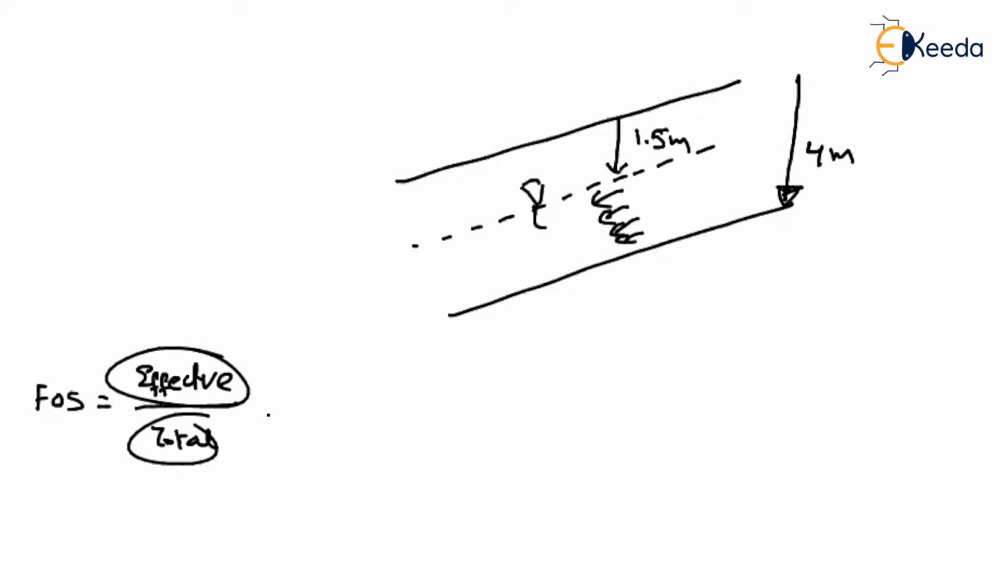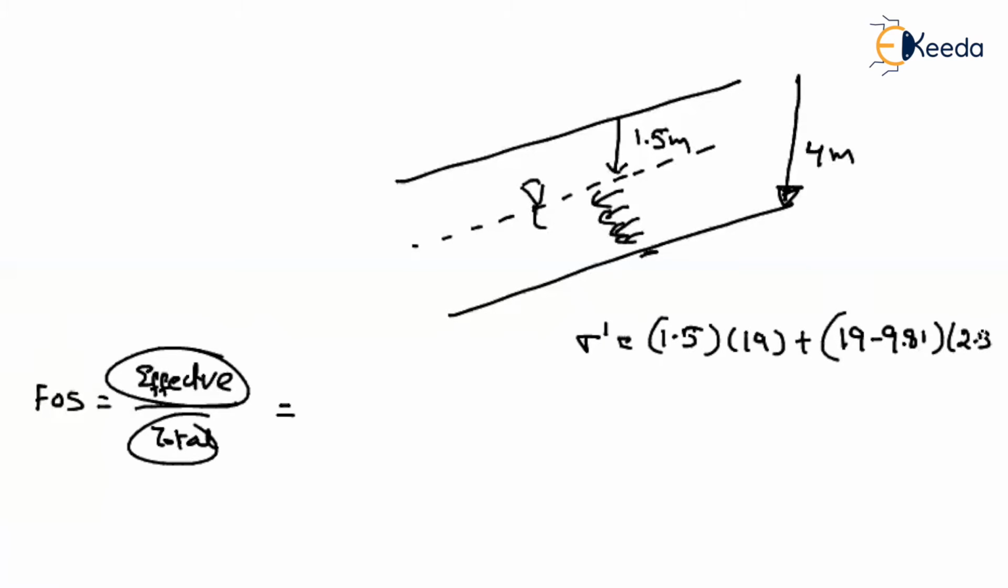So how can I find out this value in general? What is the effective stress at this layer? I'll write effective as sigma dash. That will be equal to 1.5 into the saturated weight 19, plus the remaining 2.5 effective, that means 19 minus 9.81 into 2.5. This is the effective value. If you solve this, you will get around 45.47.